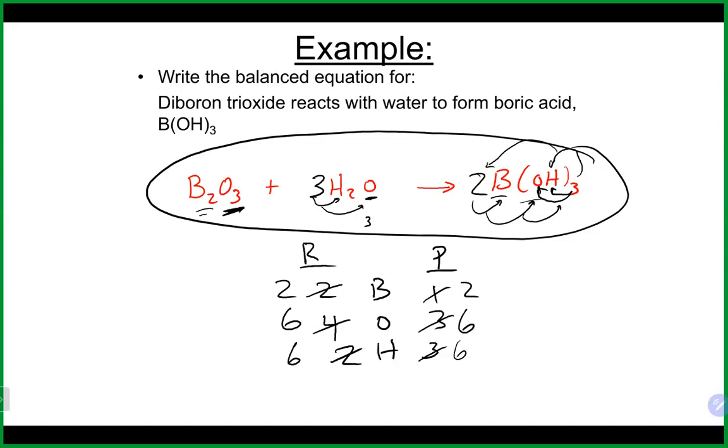How did I get 6 on the left-hand side? This side, yeah. Okay, yeah. So there's 3 oxygens there. And then over here, this 3 gets multiplied by the 1 here, which is 3. So 3 and 3 gives us 6 oxygens on that side.